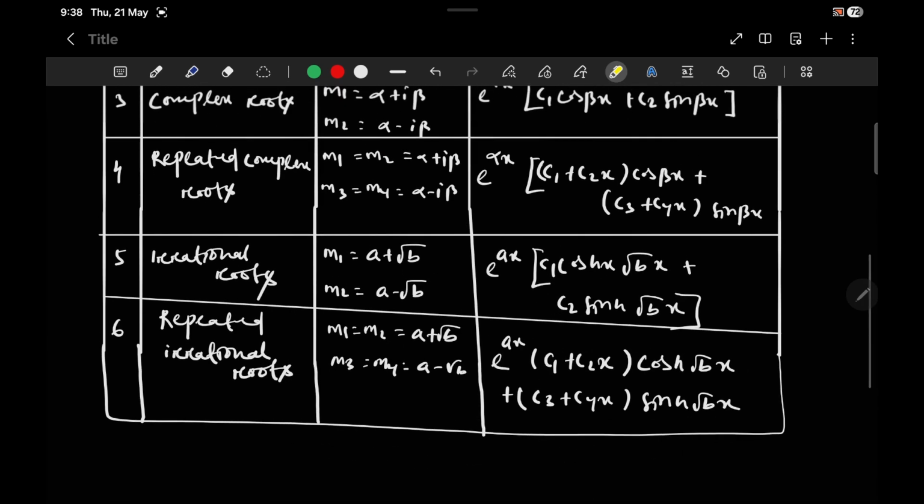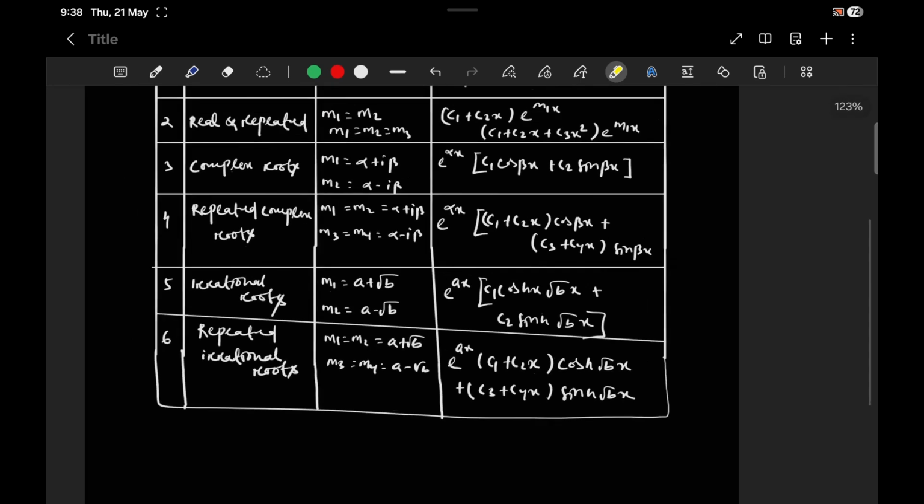For irrational roots, those that are not rational, a plus root b or a minus root b, before we had the normal cos function, but for irrational roots we will use the hyperbolic cos and hyperbolic sine functions. Similarly for repeated irrational roots, we will have c1 plus c2x, e to the power ax, cosh root bx, and c3 plus c4x into sinh root bx.